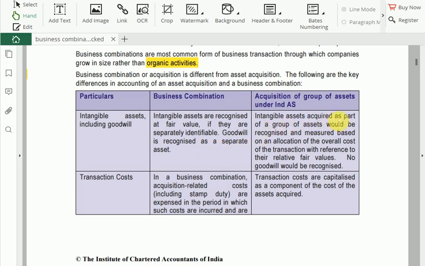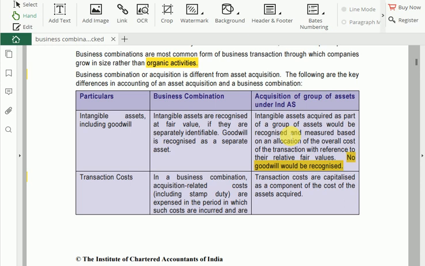Here in acquisition of assets or group of assets, intangible assets acquired as a part of the group of assets would be recognized and measured based on an allocation of the overall cost of the transaction with reference to their relative values. No goodwill will be recognized here. This is a simple purchase of one asset or group of assets.